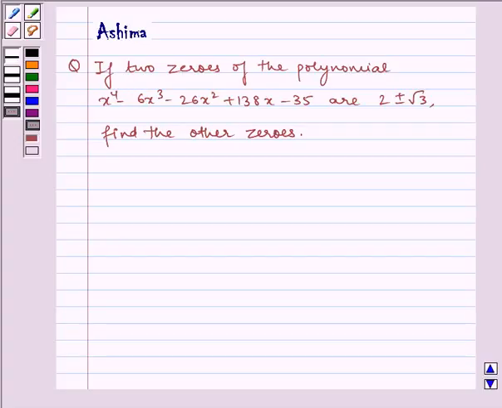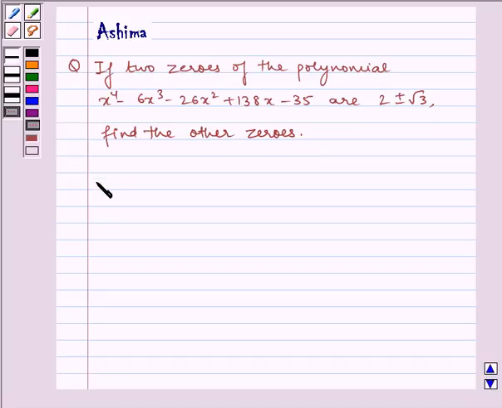Today I am here to help you with polynomials. Let us discuss the following question. If two zeros of the polynomial x^4 minus 6x^3 minus 26x^2 plus 138x minus 35 are 2 plus root 3 and 2 minus root 3, find the other zeros.